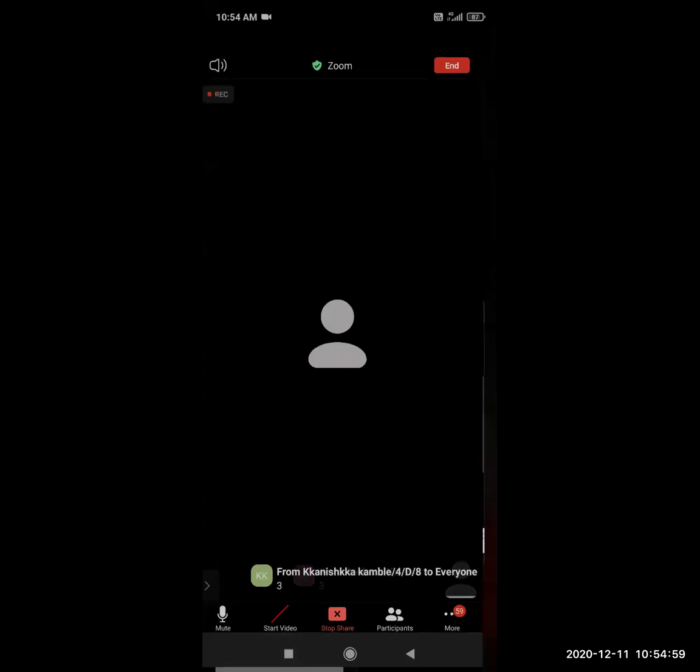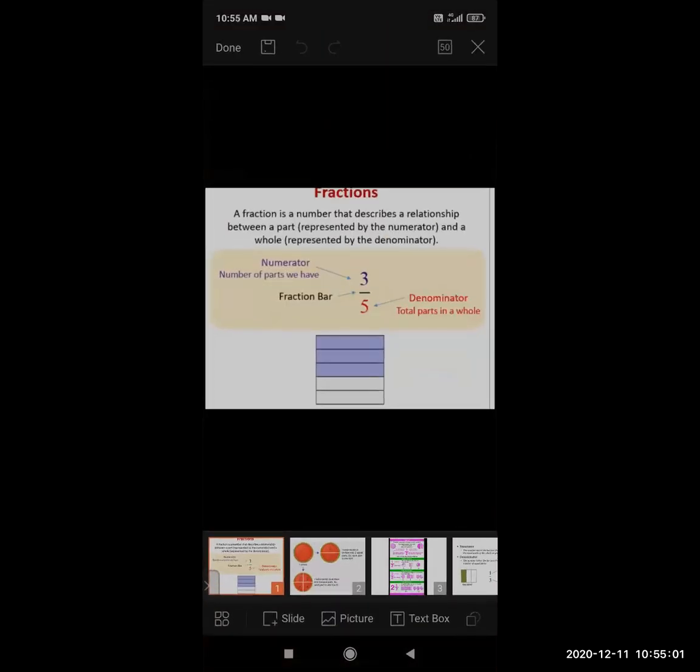Okay, 3 are colored, right? So the numerator, what about the numerator? What will come? Tell me the numerator. I know it is already given in the slide, but don't directly give the answer.